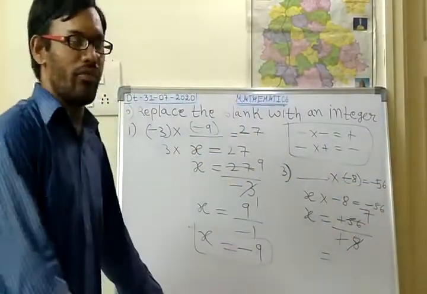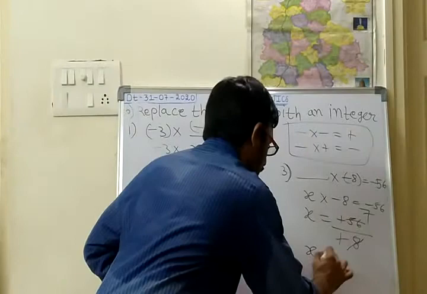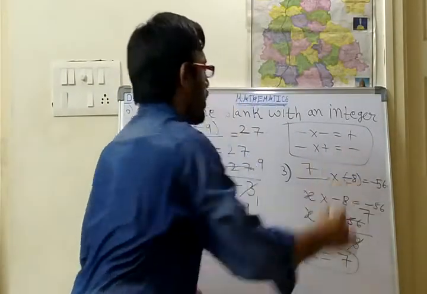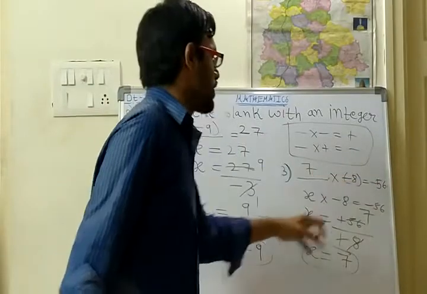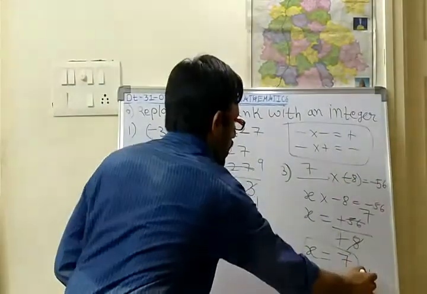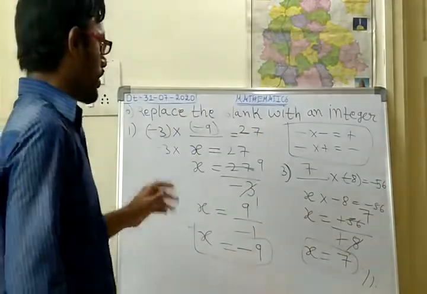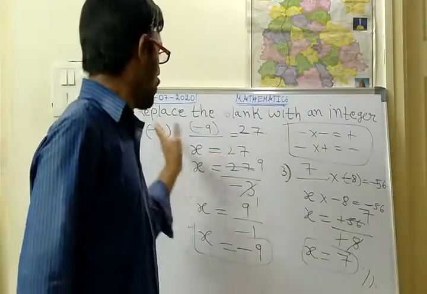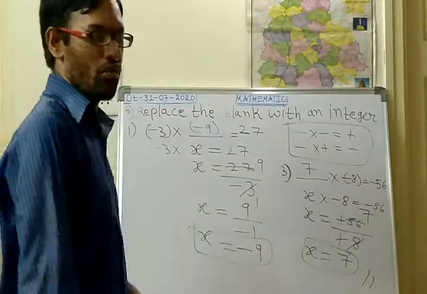So what is the x? x is equal to plus 7. So here the answer is 7. So plus into minus is minus. Like this you should identify the unknown result. By keeping x as the unknown result, you are able to identify the unknown result. So like this it is there.